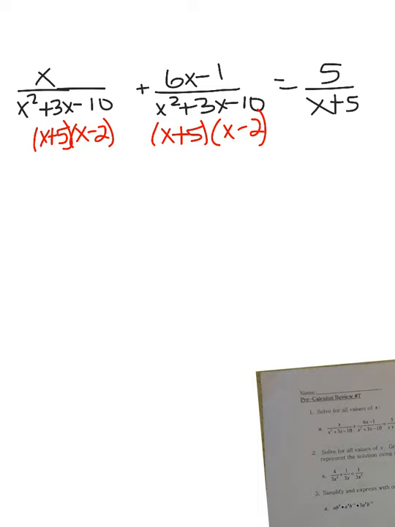So I'm going to multiply the numerators by x plus 5. What that does is, x plus 5 and x plus 5 will reduce to 1, for all of them. What's left in the denominator is the x minus 2, so that means I have to multiply all the numerators by x minus 2 also.